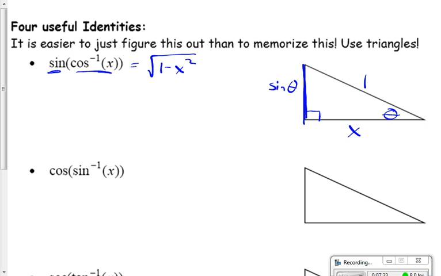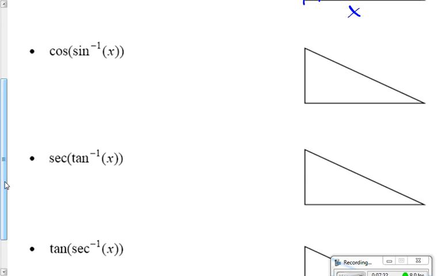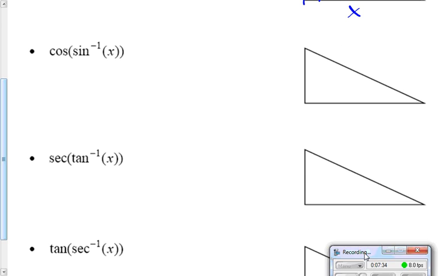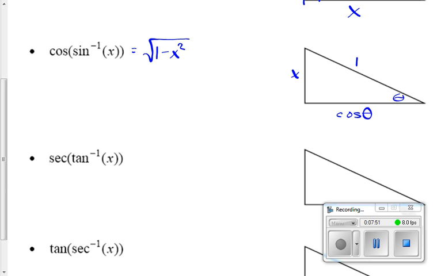Good so far? We try these next two. Are there 4 of them? There's 4 of them. Try the next two. All right. Many of you did a nice job here so far. With cosine sine inverse, we ended up with the same thing again, 1 minus x squared underneath the square root, and we got that from these labels. We okay with that one?